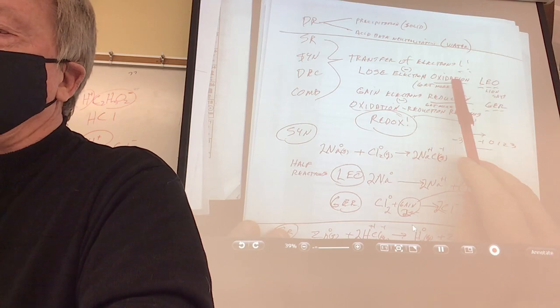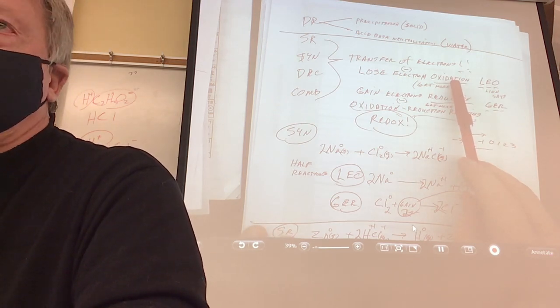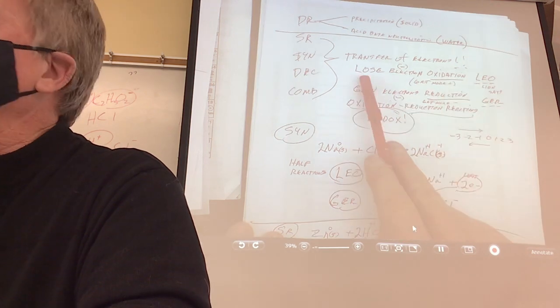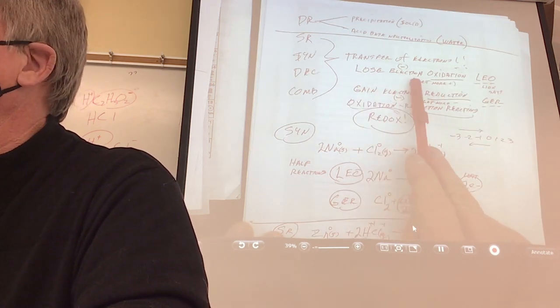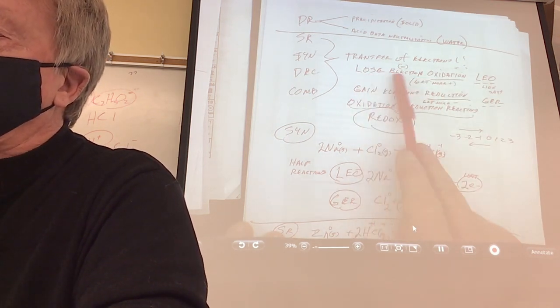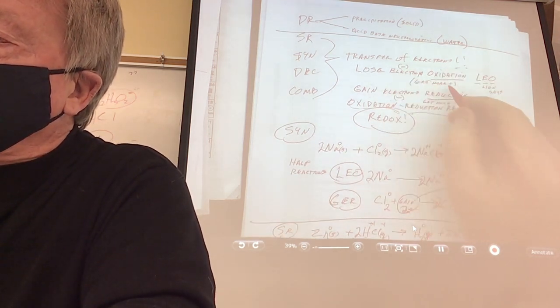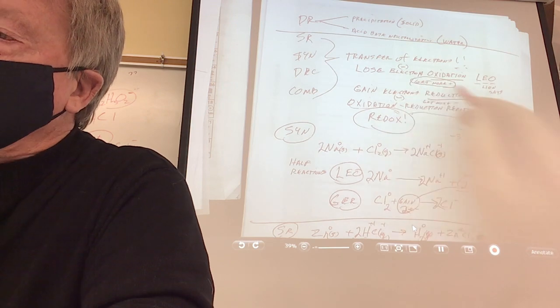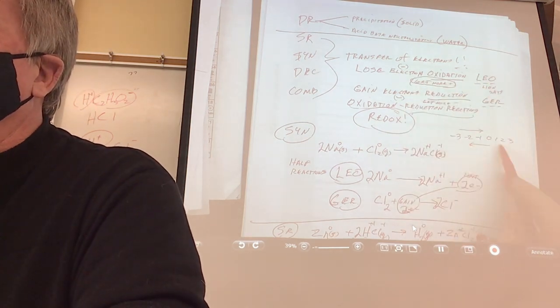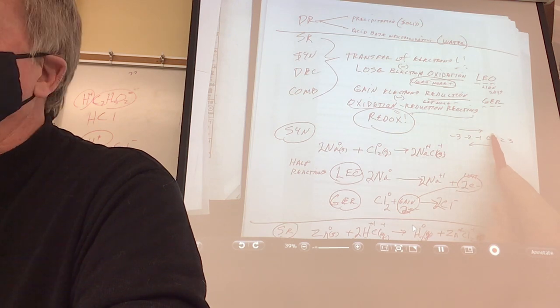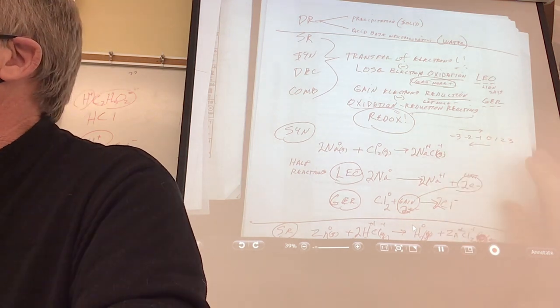Okay, so the kind of question on the test would say, who gets oxidized in this reaction? Oh, oxidized? Oh, you mean who lost negative electrons? And if you lose negative electrons, what does that mean? You become more positive. Think about the number line. If you go from here going that way, you became more positive. If you're going that way, you became more negative.